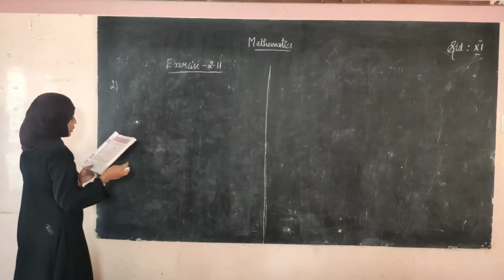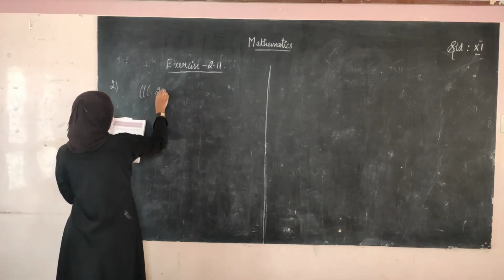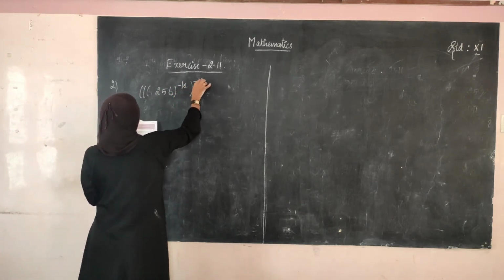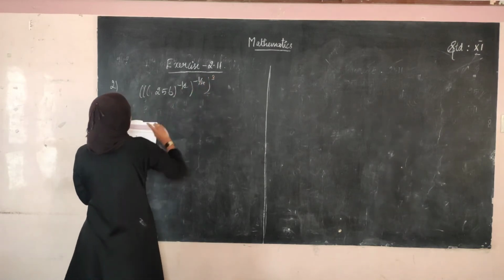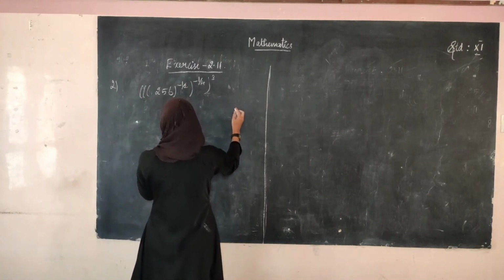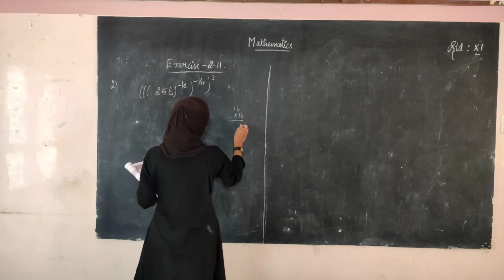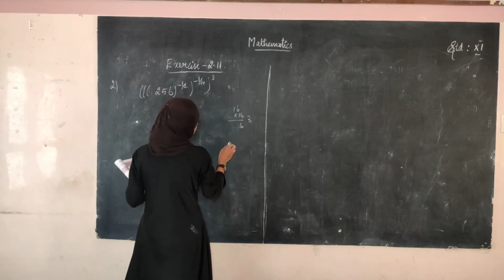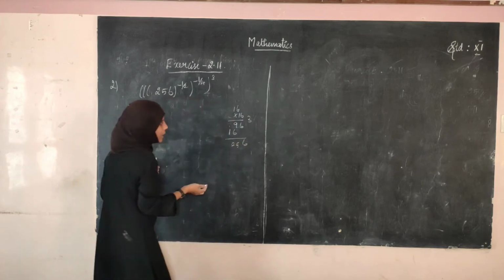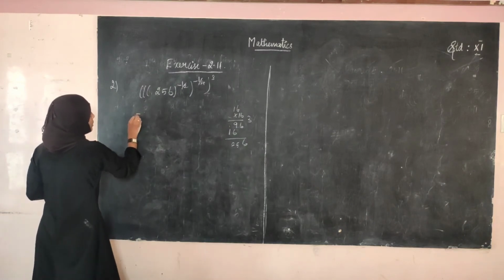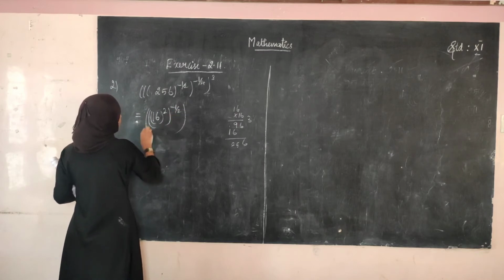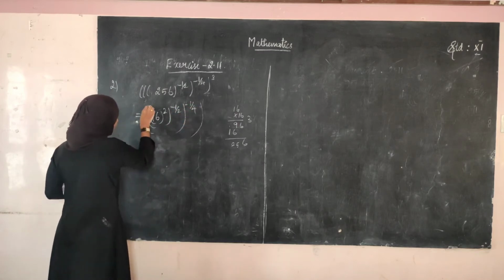So in the second sum they have asked us to evaluate 256 whole power minus 1 by 2 whole power minus 1 by 4 the whole cube. Okay, the whole cube. See, 256, 16 into 16. 16 square is 256. So this can be written as 16 square the whole power minus 1 by 2 the whole power minus 1 by 4 the whole cube.